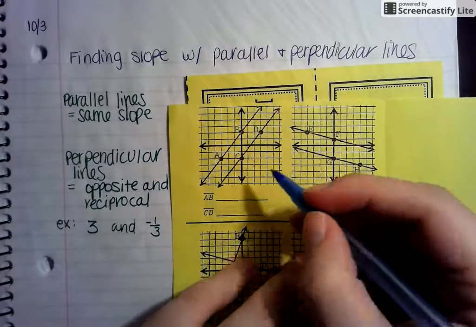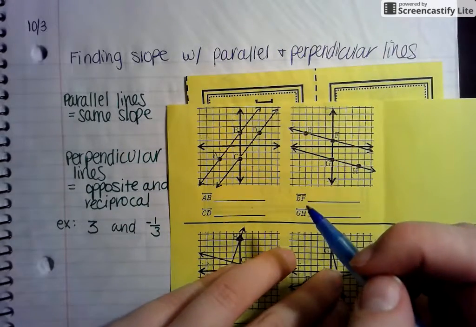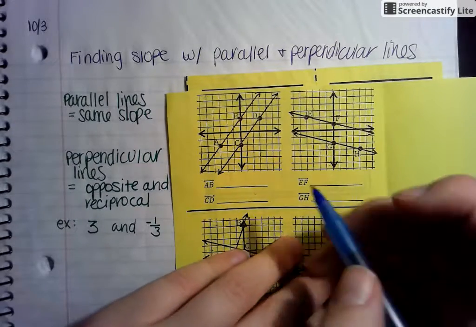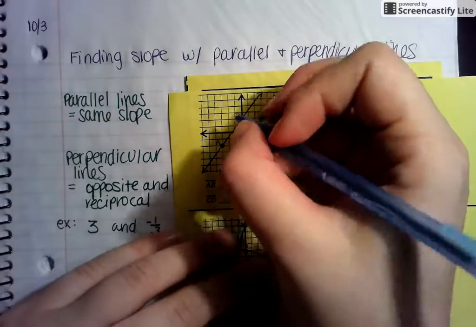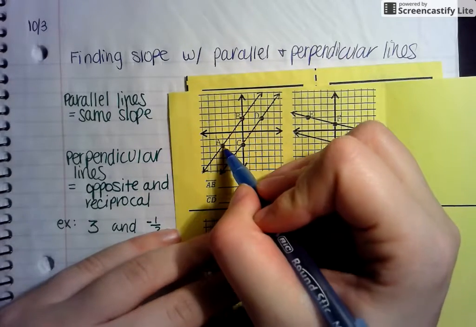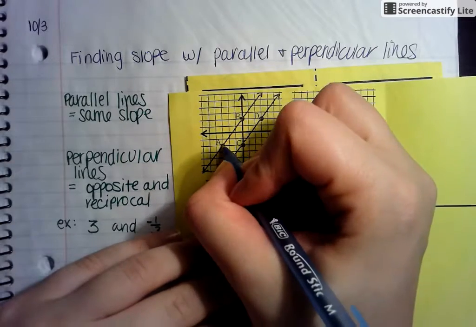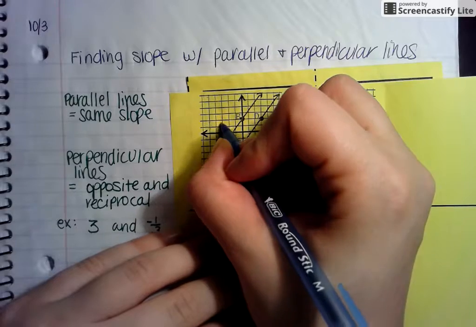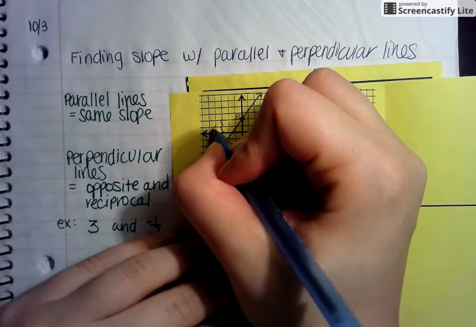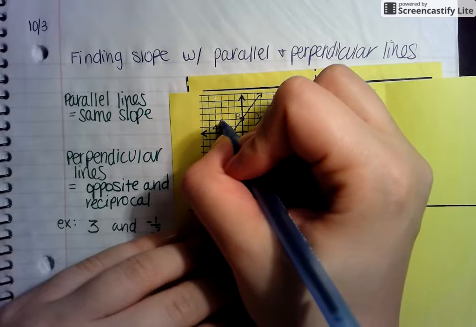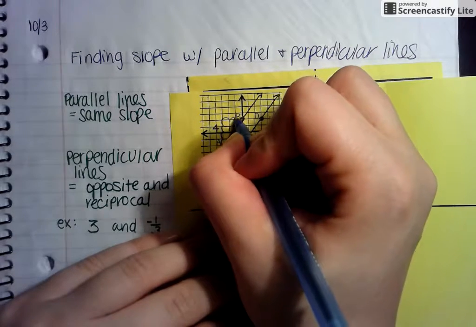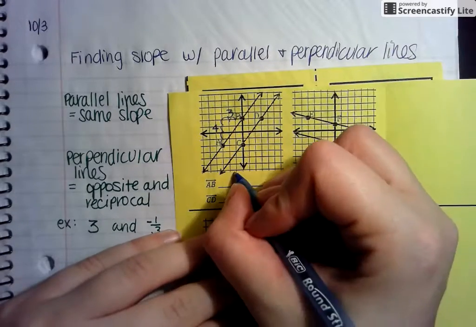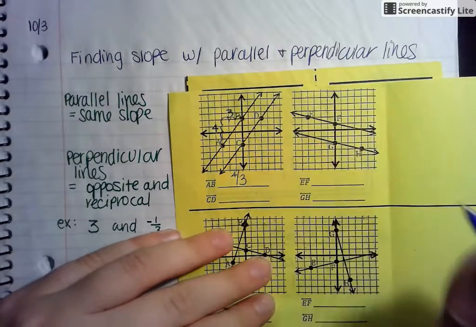You can either choose to count, or you can actually use the slope formula, which is y2 minus y1 over x2 minus x1. I'm going to use the counting method. It doesn't matter which point I go from, but I'm going to take A and go up 1, 2, 3, 4. So I'm up a positive 4. And then I'm going to the right 1, 2, 3. So my slope is 4 over 3.